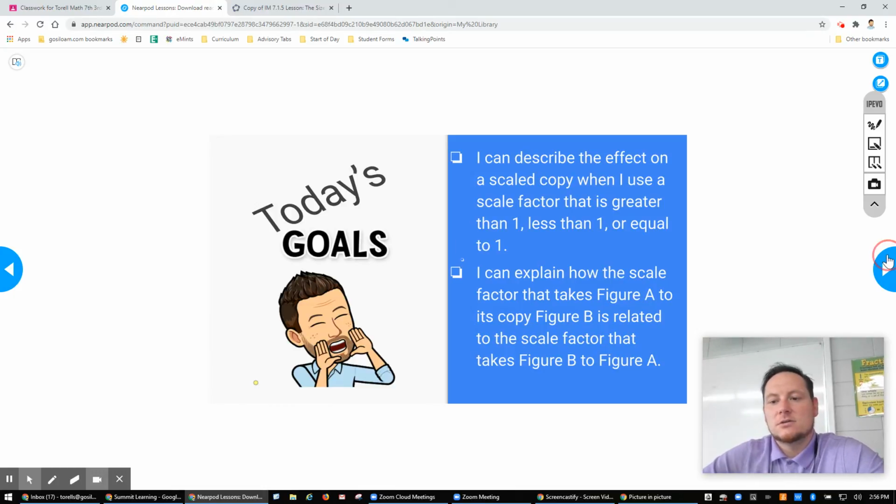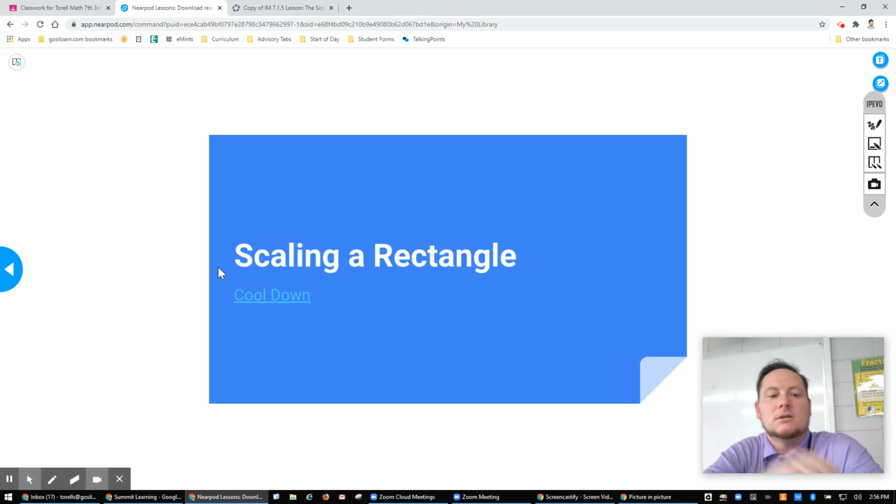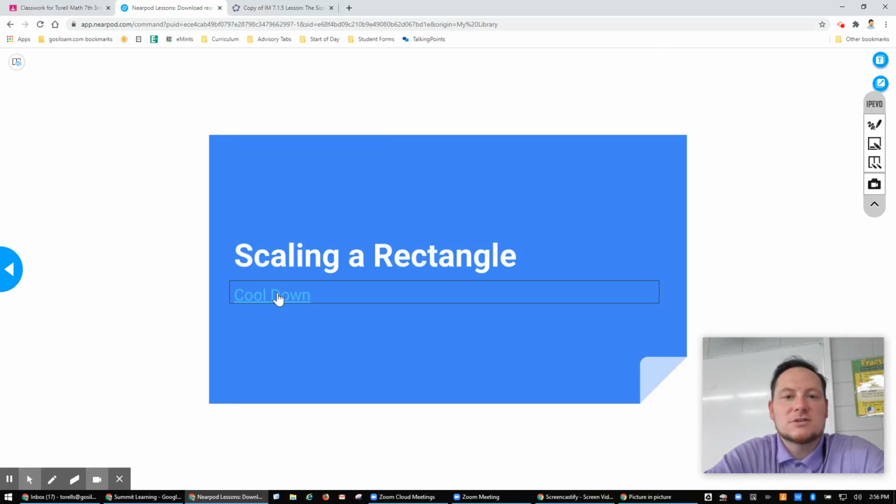Just to solidify those thoughts a little bit, there's a cool down here. This is the cool down that you already have in your assignment. So do the one that is on the Summit platform if you're a virtual student. If you're not a virtual student, you can use this link here, but it should be the cool down to make sure that you understand that concept. All right. Well, if you have any questions, let me know.